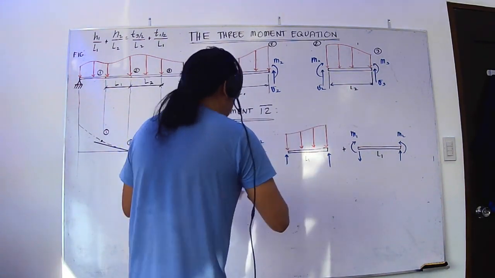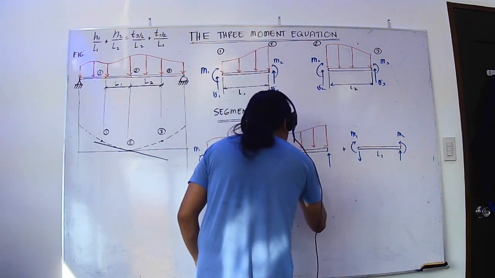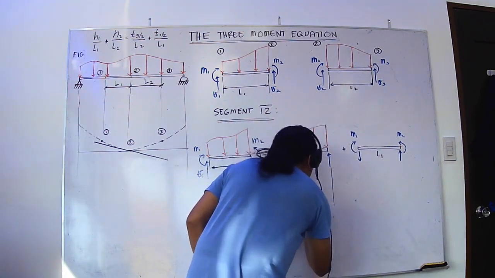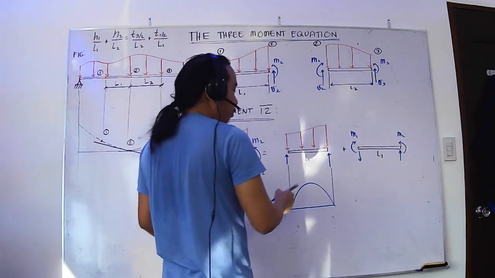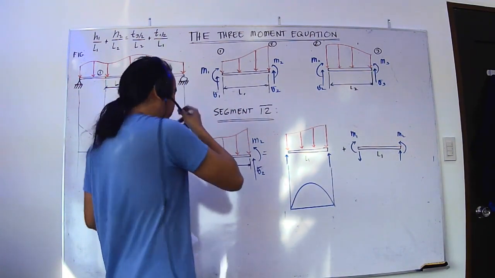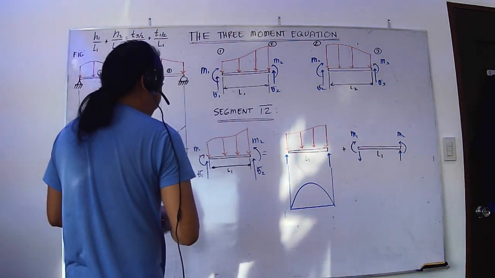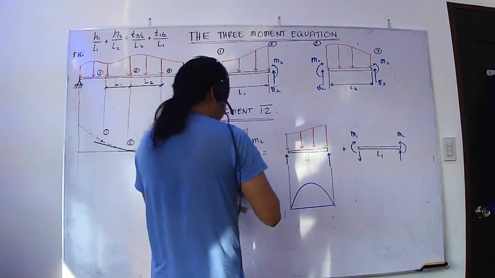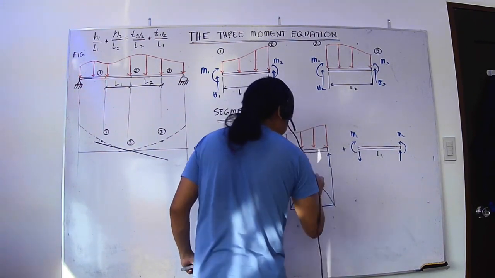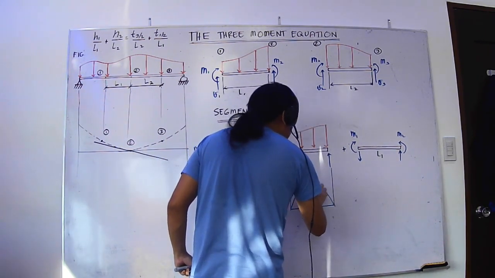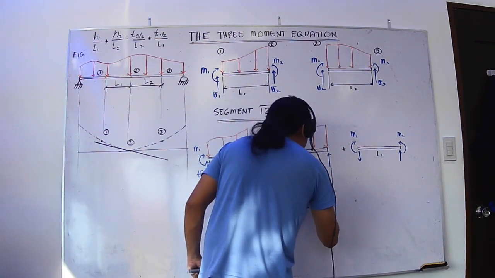Now, our next step is to make the shear and moment diagrams. What will this look like? More or less, assuming this is a simple beam, this moment diagram has an area. Okay? I'll just call this area 1.